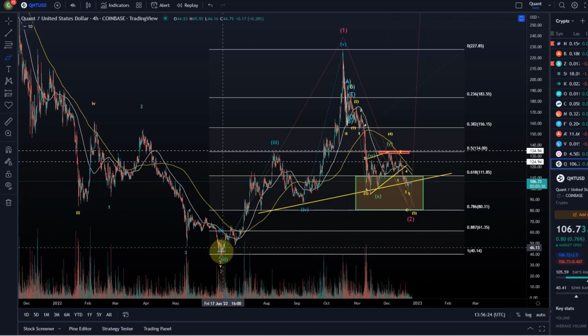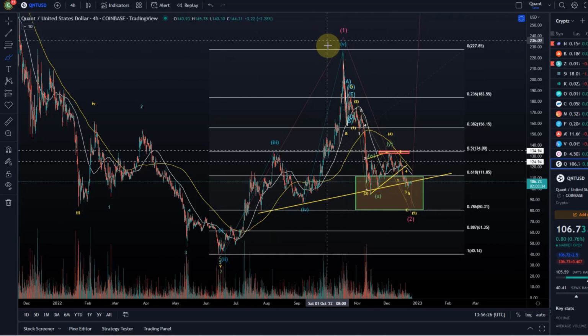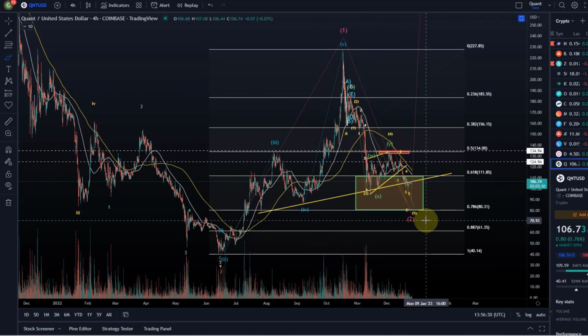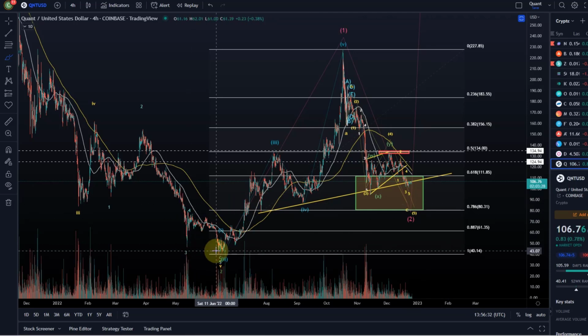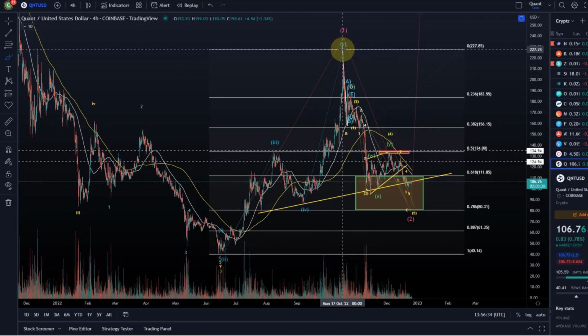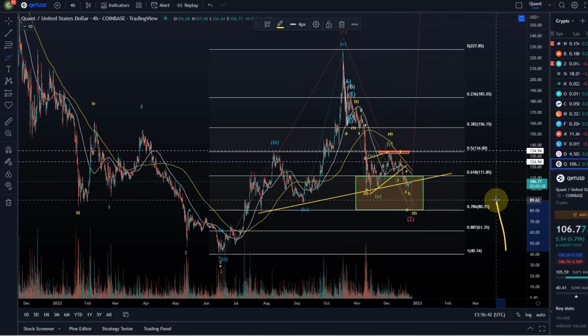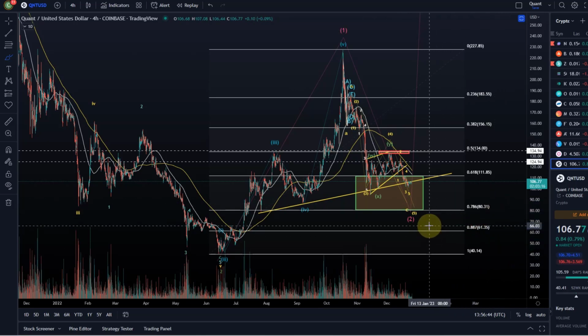So if it fails to create an impulse, it means it's going to drop below, or the other way around, if it drops below the 78.6% fib level, I have to consider the move to the upside purely as a corrective wave pattern. I have to consider that QNT failed to create an impulse, and I have then to focus further on the downside.